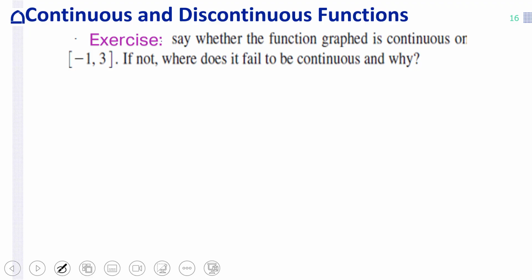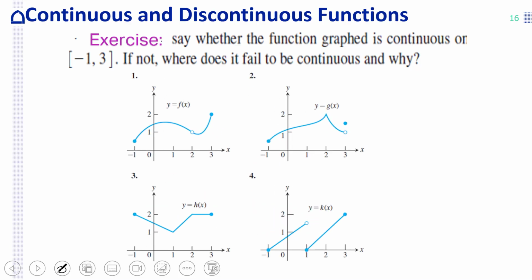Whether the function graphed is continuous or not, and if not, where does it fail? Yes, we have a problem at x equal to 2 in this case. The left limit equals the right limit equals 1, but we have to define the value of the function at x equal to 2. So this one is not continuous, because f of 2 is not defined.